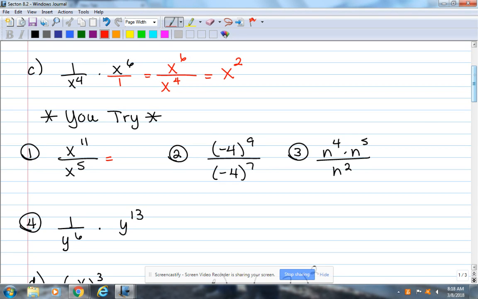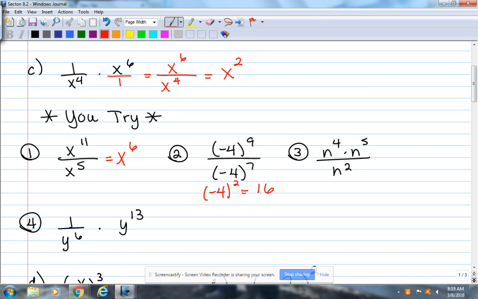All right, can y'all help me out? X to the 11th divided by x to the 5th is what? Very good. Negative 4 to the 9th divided by negative 4 to the 7th is what? Just curious, what's negative 4 squared equal? Good. A negative squared will be a positive.